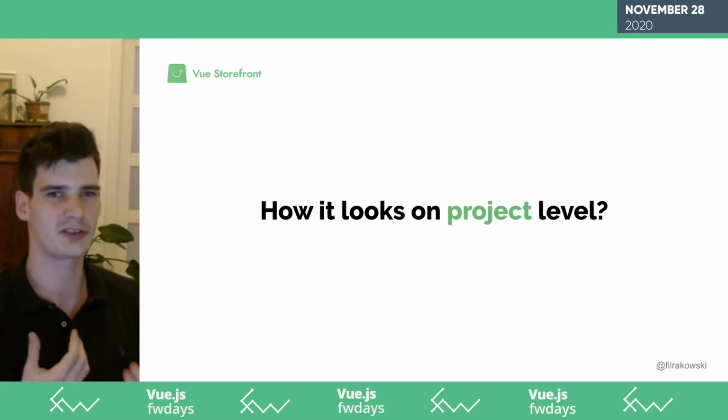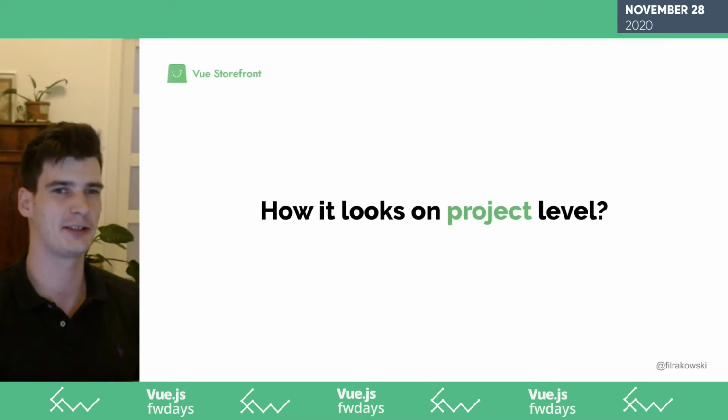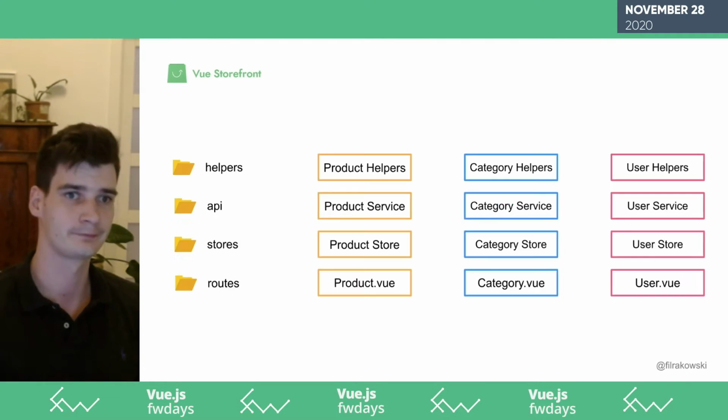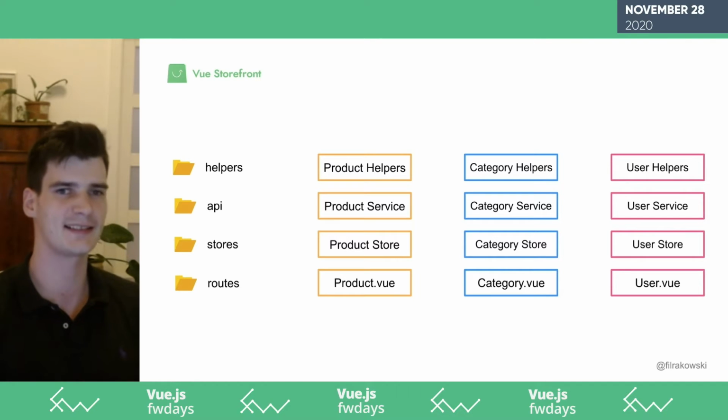And it's not that much different on the project level. The framework itself is giving much more freedom here, but we have to organize our code the same way to be consistent. So in most cases, we end up with a folder structure like this.